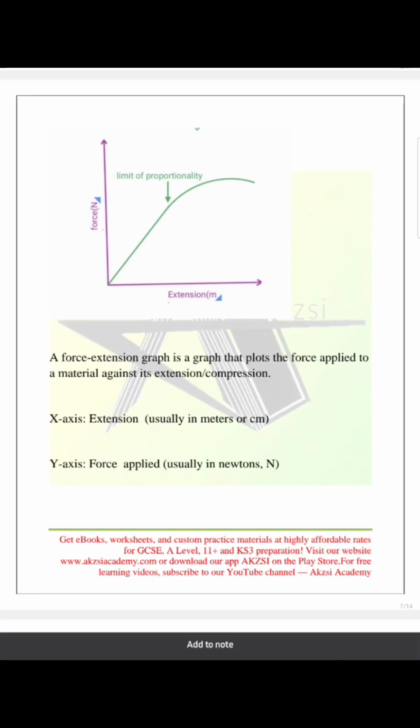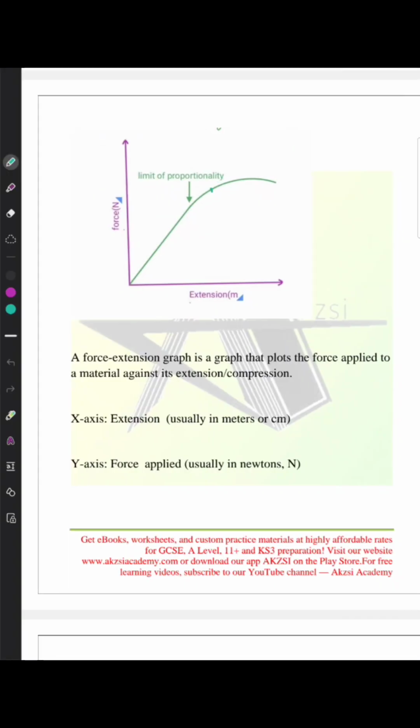It can be here as well, it depends on the object. It can be here, it can be here, but it has to be a point beyond which, if you apply the force, it will not come back to its original position.